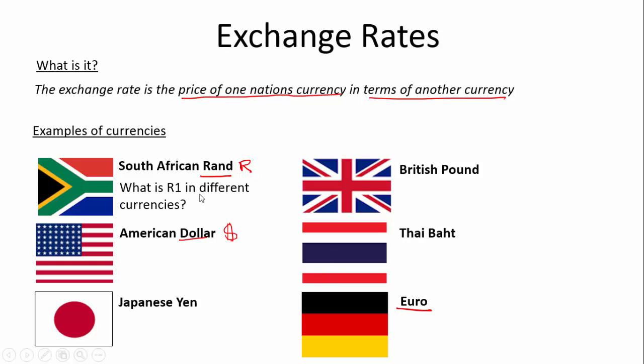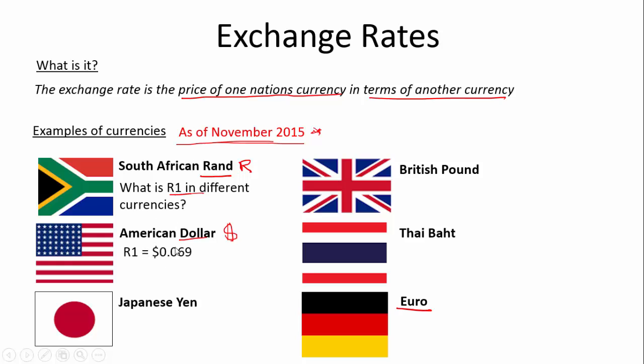So what is 1 rand in the different currencies? This is as of November 2015. Why is it important that I put this date in here? This is because currencies change all the time. Every day they change, every hour they change. So this is important to get a good understanding of where it is. So what if you had 1 South African rand, what is the equivalent to?